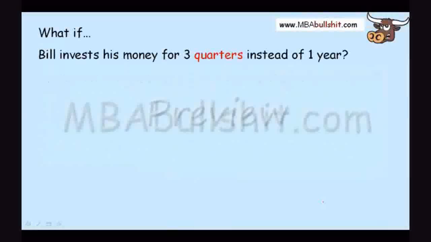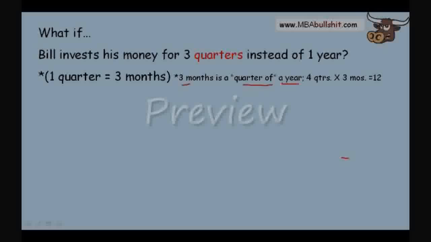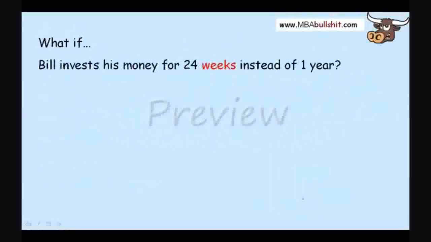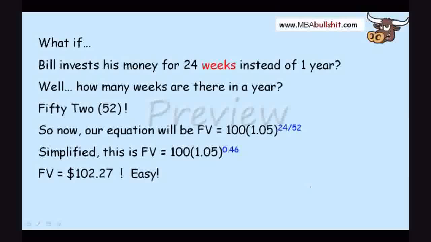Now, you might be wondering, what is a quarter? 1 quarter equals 3 months. Why? Because 3 months is 1 quarter of 1 year. Next, what if Bill invests his money for 24 weeks instead of 1 year? Again, how many weeks are there in a year? See, it's still easy.